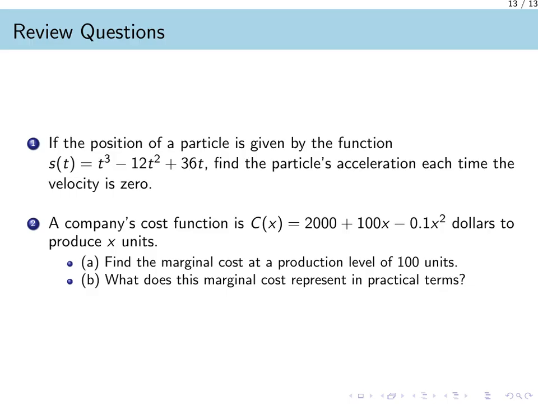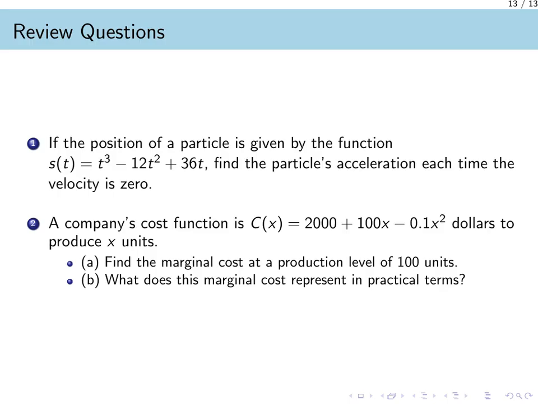Let us wrap up by applying our understanding of derivatives as rates of change to a couple of practical problems. The first question involves the physics of motion, where you will use a given position function to find the specific time at which a particle's velocity is 0. This requires you to recall that velocity is the derivative of position, so you will need to calculate that derivative and solve for the time when it equals 0.